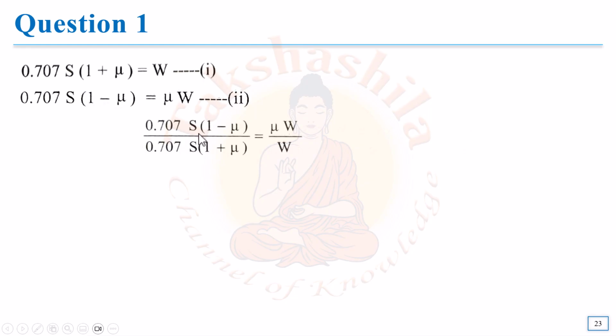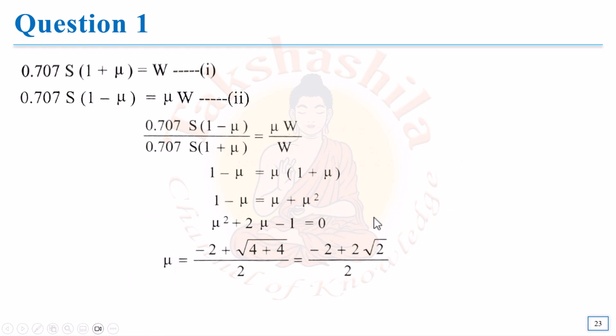So I will get 0.707 S into (1 minus mu) divided by 0.707 S into (1 plus mu). On the other side, I will get mu times W divided by W. So W will cancel out, S will cancel out, and the only variable remaining will be mu. Once you simplify that, you get a quadratic equation in terms of mu, and solving it, the value of mu comes around 0.414. It is a matter of simplification that you can do yourself. So this is how we will solve these types of problems.